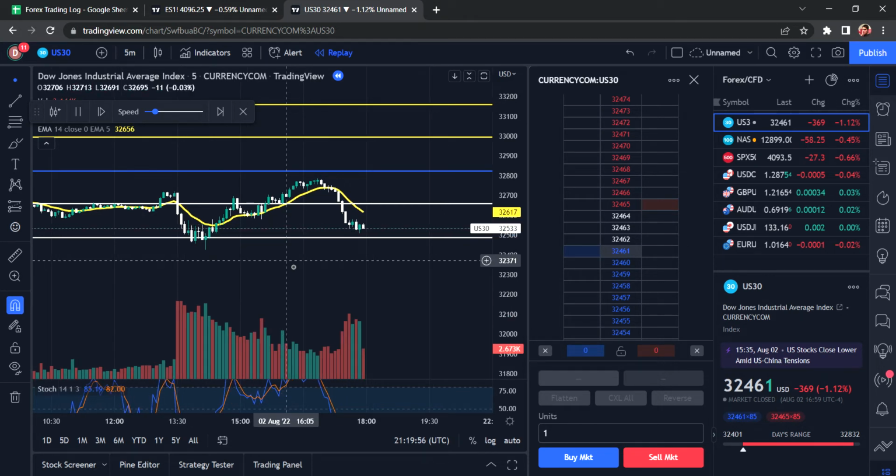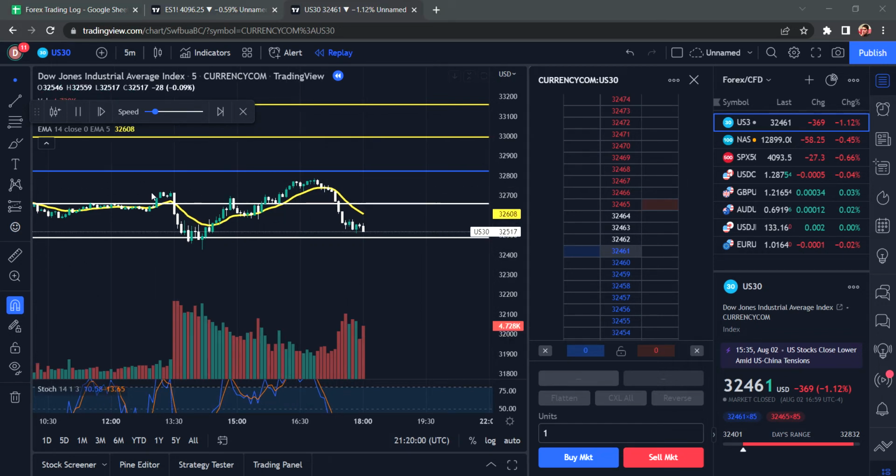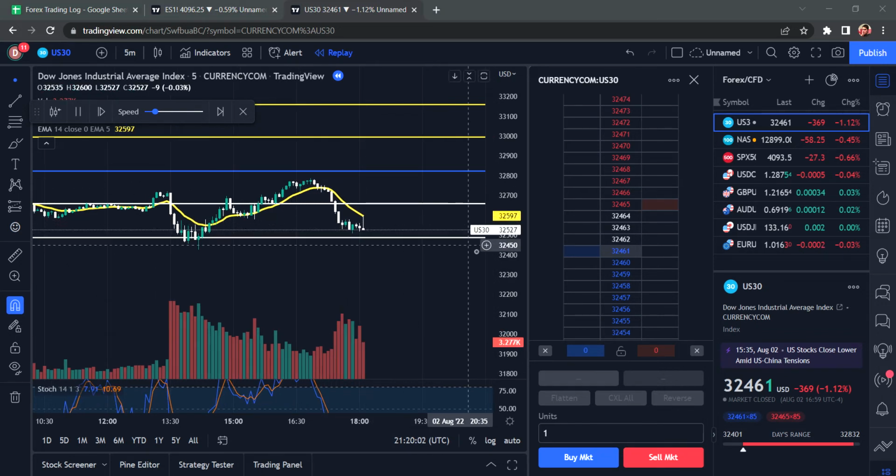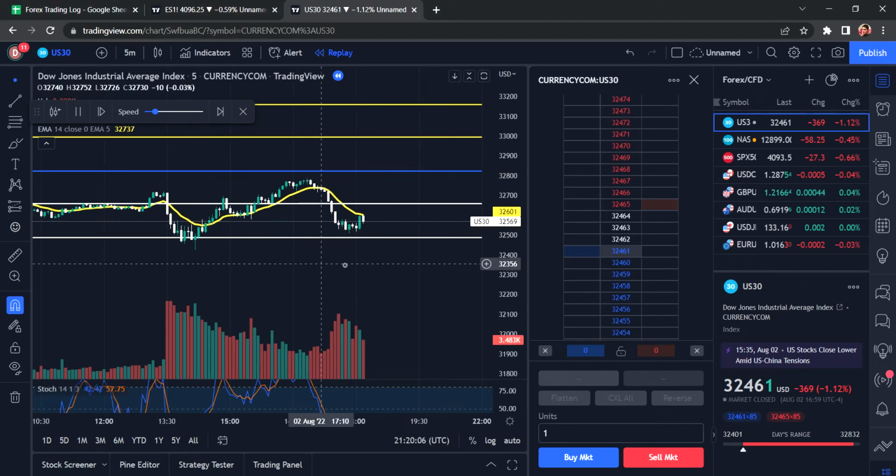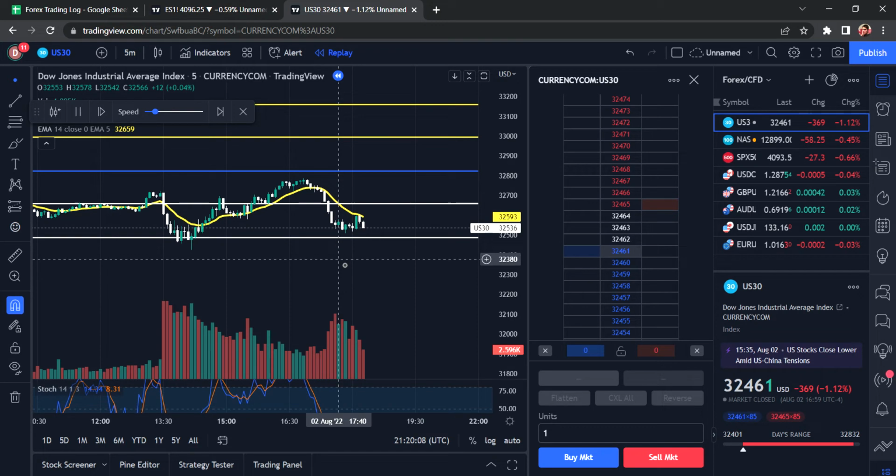Right here, it kind of started to struggle a little bit. Our second take profit was 32.620. As you guys can see, it already hit, and it hit our TP3. And yep, that's pretty much it.